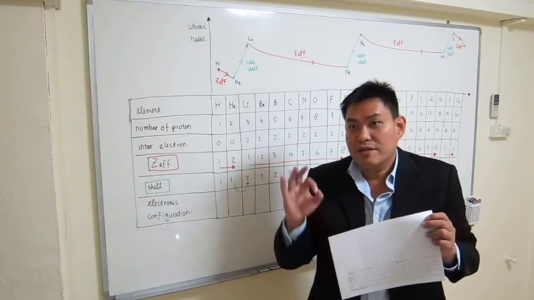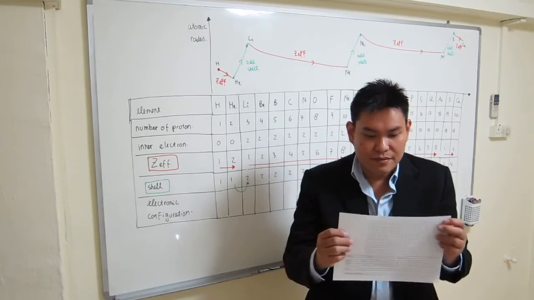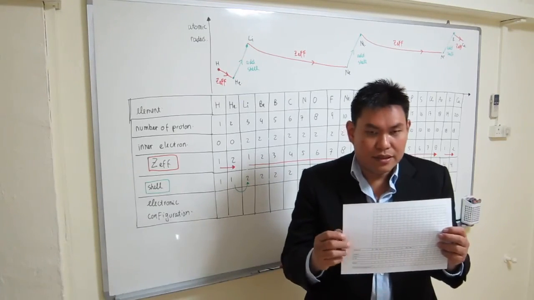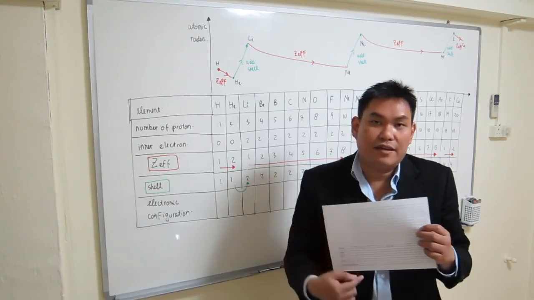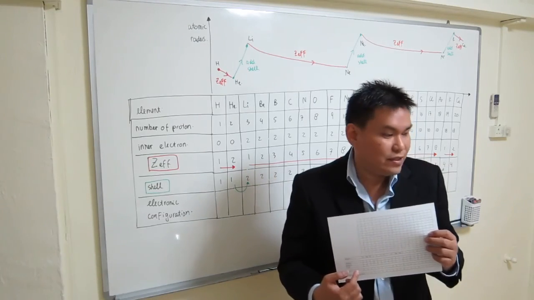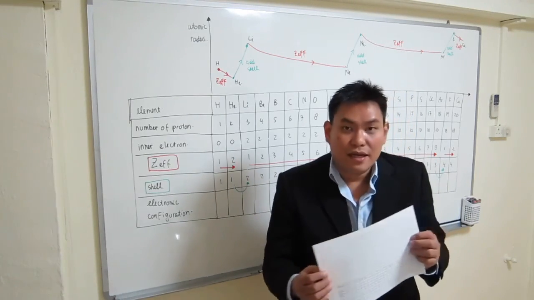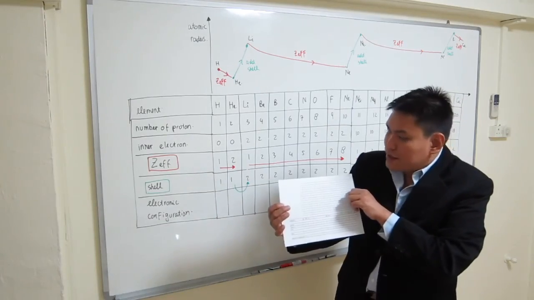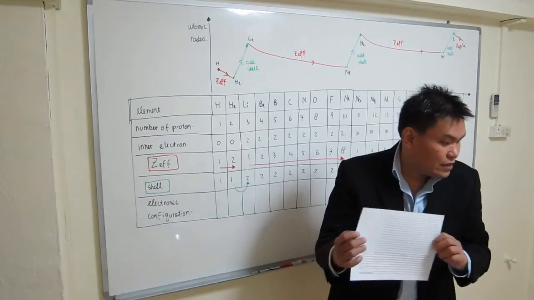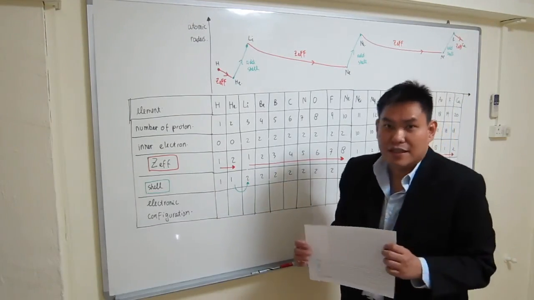We are going to draw three more graphs: ionic radius, first ionization energy and second ionization energy. Later we are going to do the same process, then we can always check the answer on the answer key.